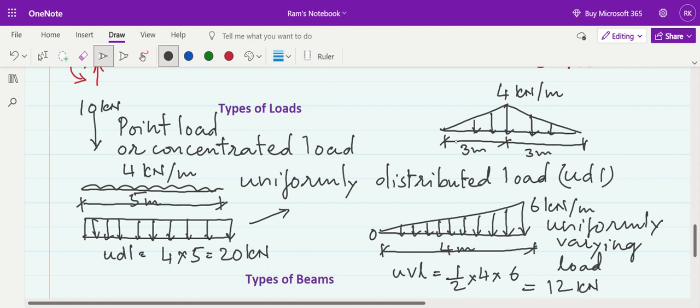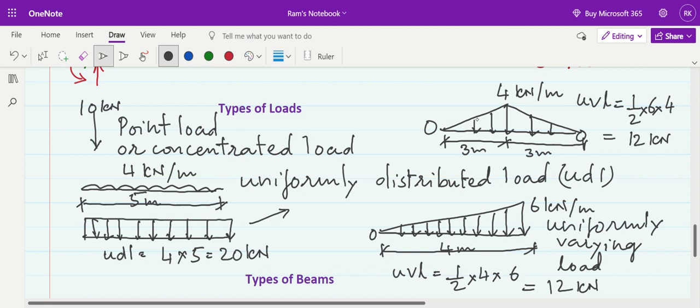So what is the total effect of this uniformly varying load? It is nothing but the area of the geometric figure, half into 6 into height 4. So that comes out to be 12 kilonewton. 2 3s are 6, 4 3s are 12. So that is 12 kilonewton. 6 meters is the total length of the beam, and the uniformly varying load varies from 0 at the ends to 4 kilonewton per meter at the center. So this also can be considered as uniformly varying load.